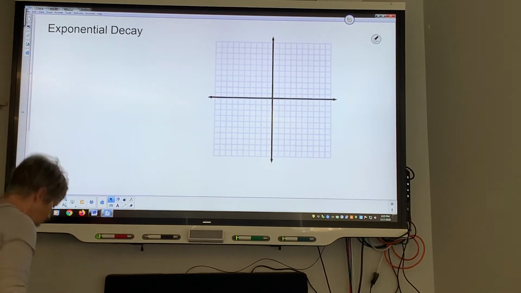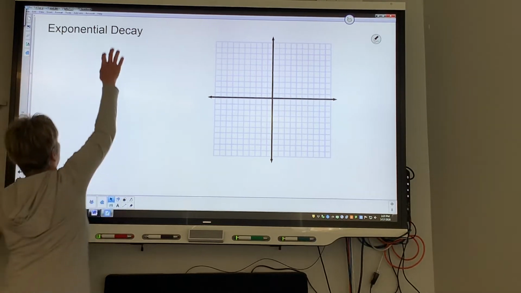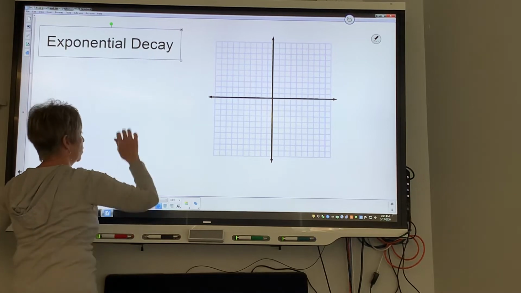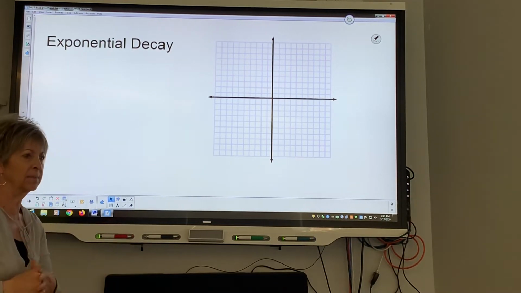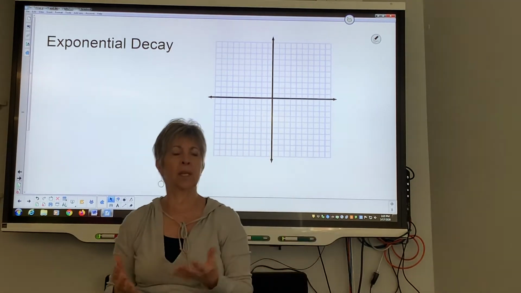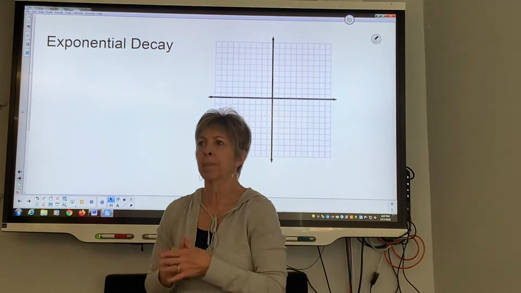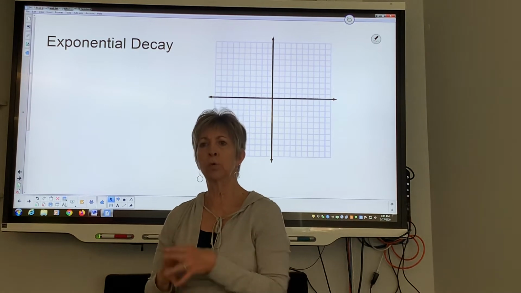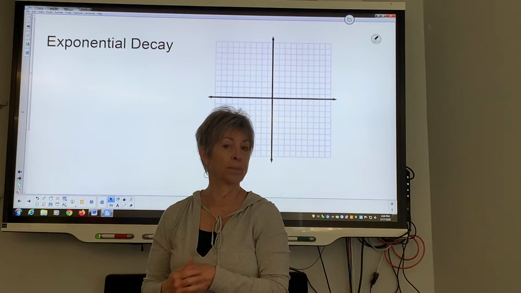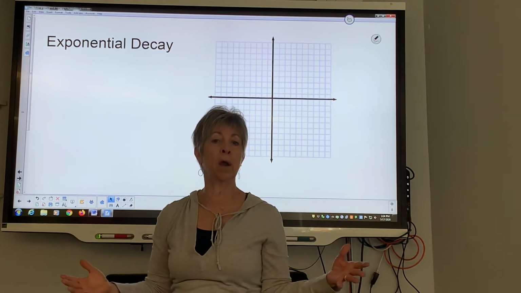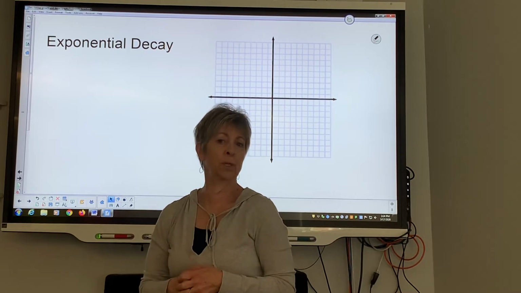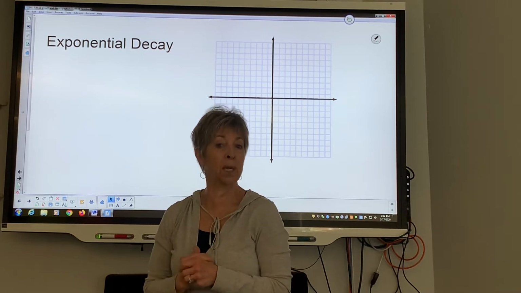Now I want to take a look at exponential decay. When does something lose value in an exponential way? One good example in real life of something that loses or decreases exponentially is the value of a car. The minute you drive a brand new car off a lot, it starts losing value. Some cars will depreciate maybe 6-7% a year.